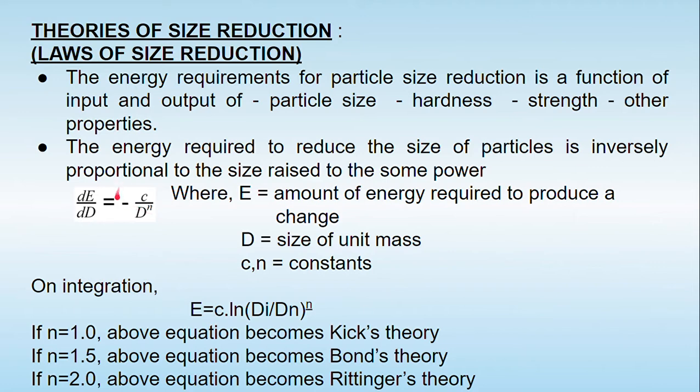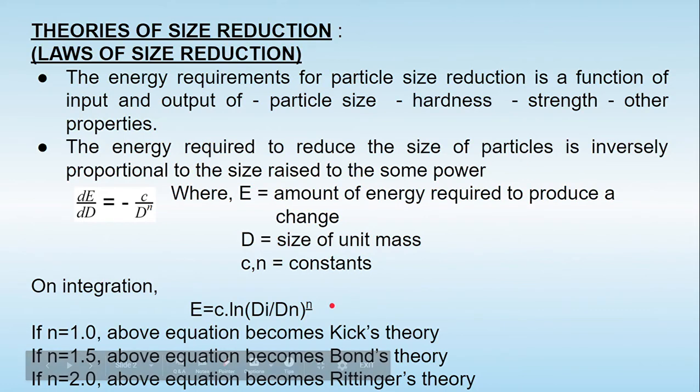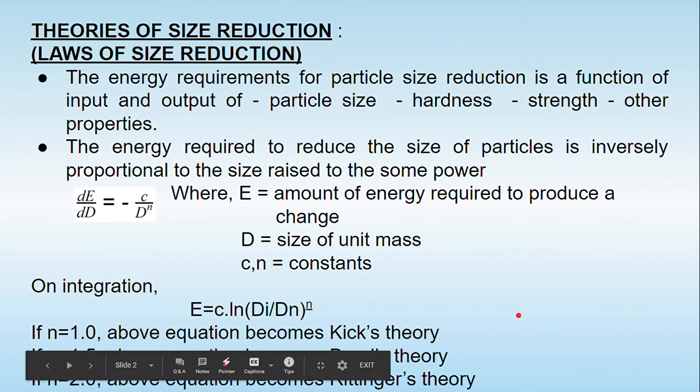If we integrate this equation, we get a simple equation: E = C log (di/dn)^n. Here, if we take different values of n, we get three different theories which highlight the different energy requirements. For example, for n equal to 1, 1.5 and 2, it will highlight three different theories: Kick's theory, Bond's theory and Rittinger's theory.